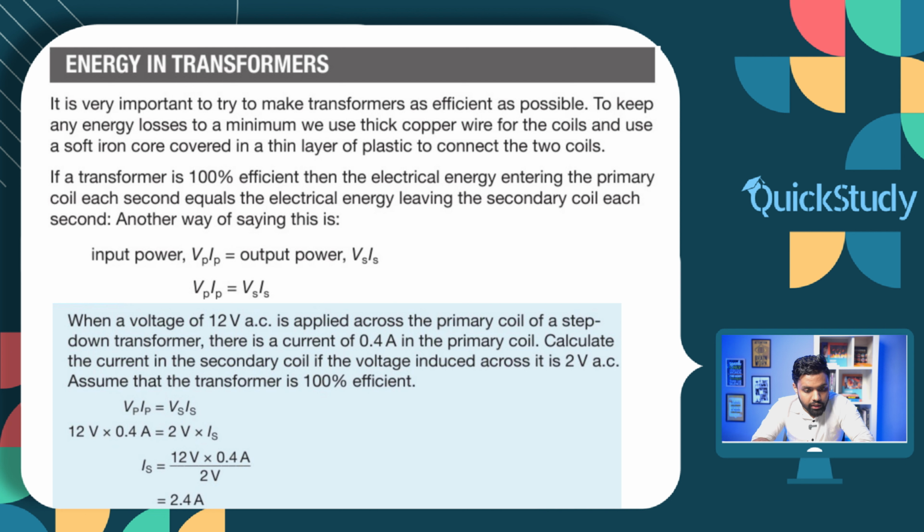So we know the formula is Vp Ip is equal to Vs multiplied by Is. Putting them into the equation would be 12 volts multiplied by 0.4 ampere is equal to 2 volts multiplied by Is. We have to calculate the Is here. Doing the triangle method, we get Is is equal to 12 volts multiplied by 0.4 ampere divided by 2. So the answer would be 2.4 ampere. The secondary current here is 2.4.